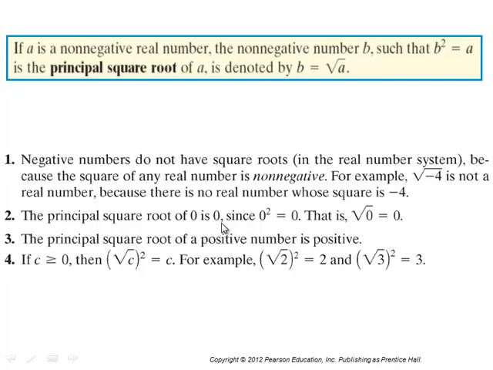Square root of 0 is 0, at least that's the principal square root. And by the way, when you see the square root symbol, we mean the principal square root: the non-negative real number that is the result of taking the principal square root of a. The result is going to be that positive number whose square is equal to a. So the principal square root of a positive number is positive.